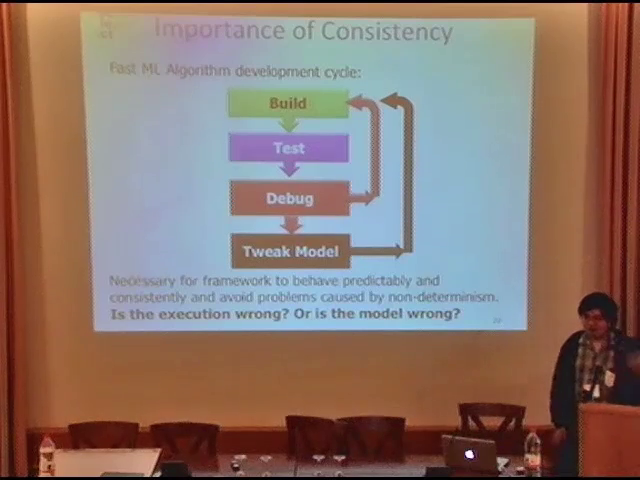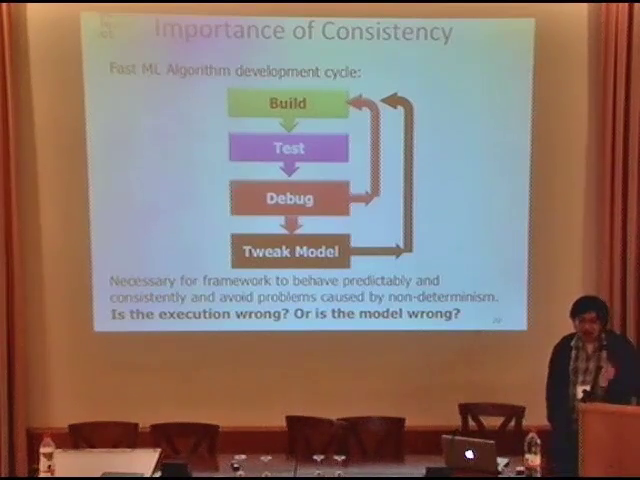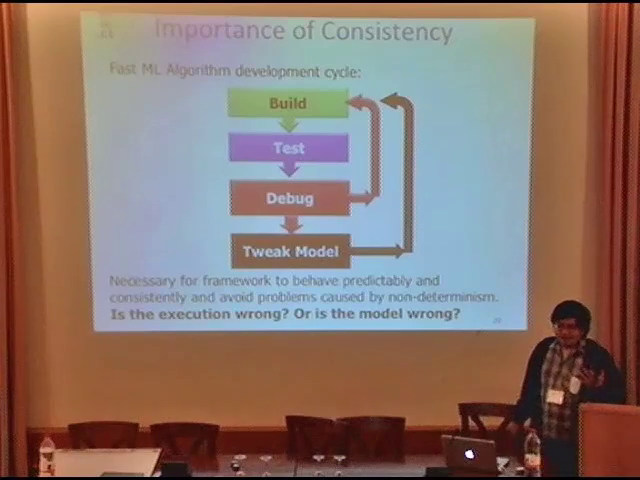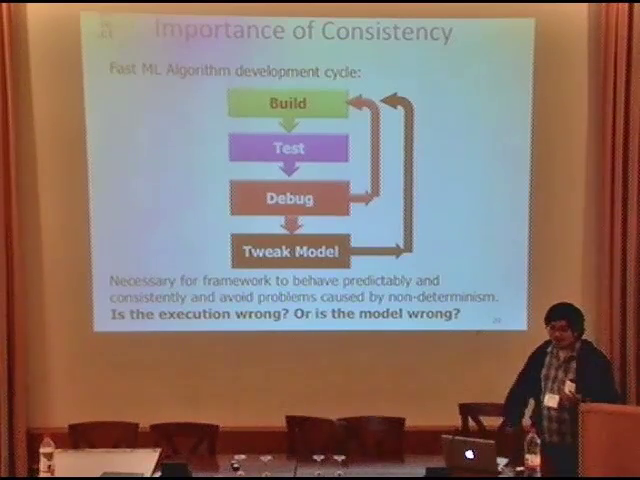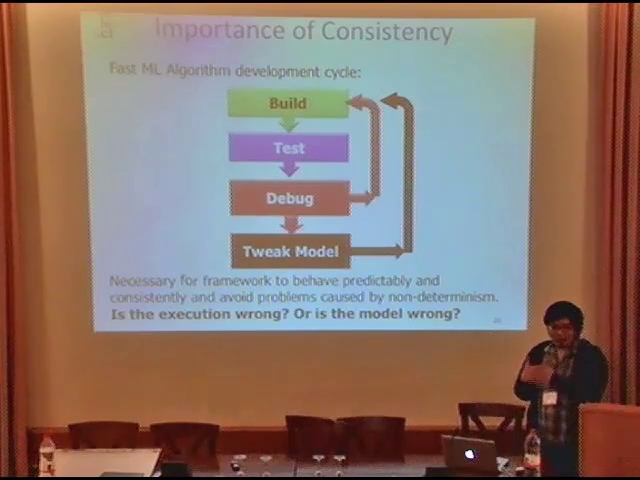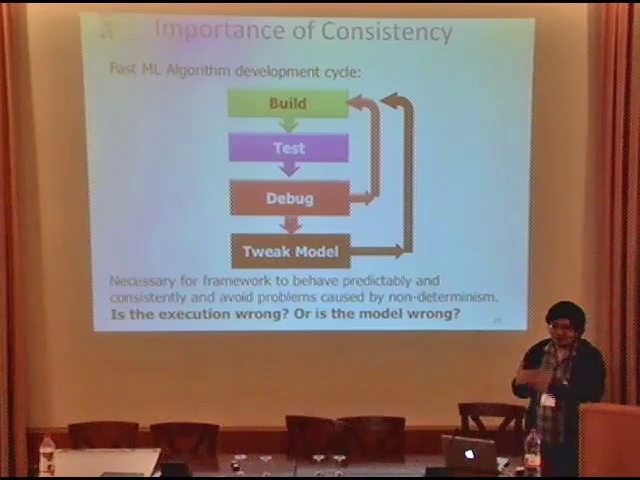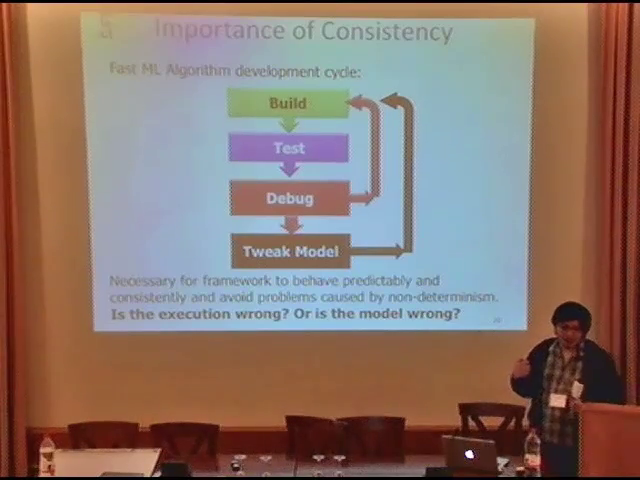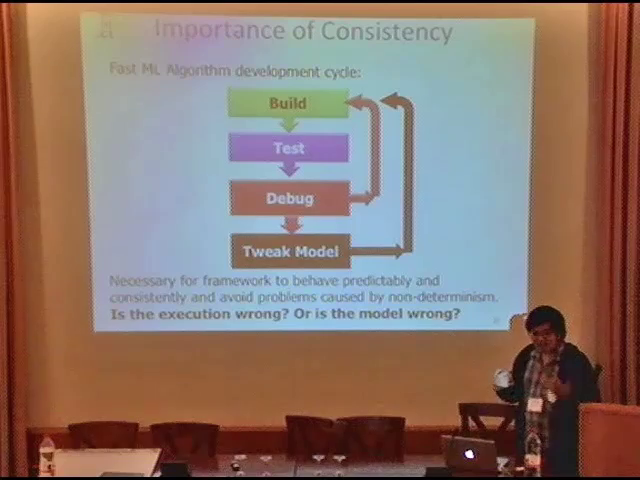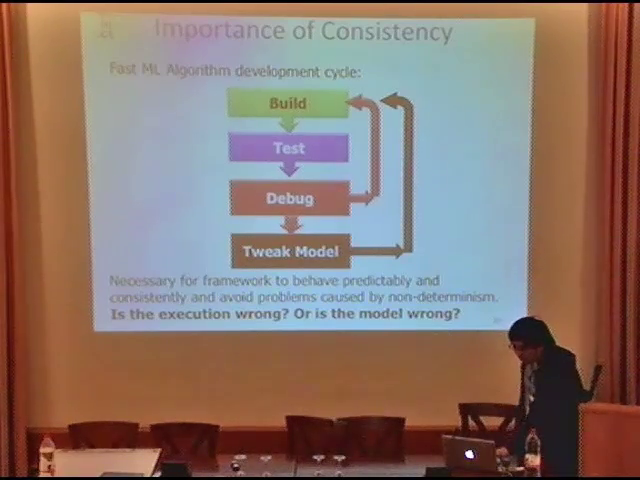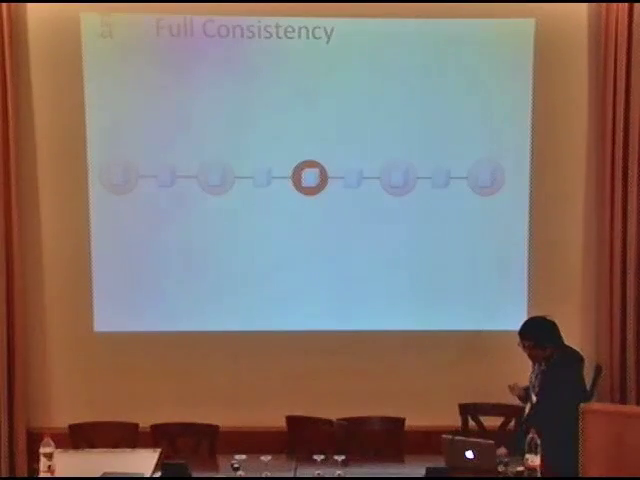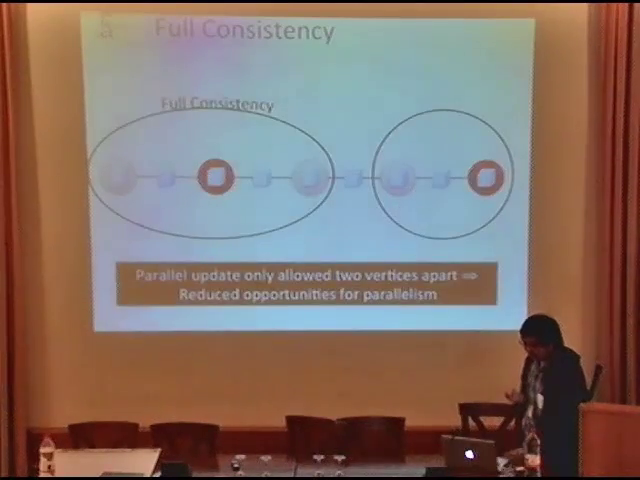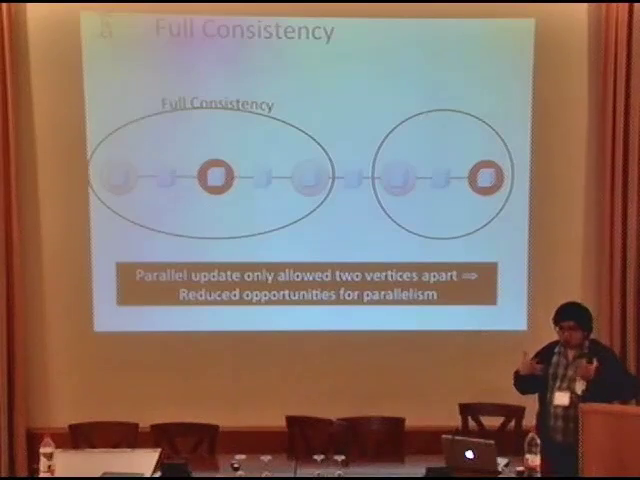Of course, we do find empirically that there are many algorithms which behave fine if you let them run inconsistently. But when you are developing a model, you may not want to try that. You may actually want to run it consistently, have it work, evaluate it, and then evaluate it when running inconsistently. Maybe it works, maybe it won't. So we have 3 modes of consistency. The first is full consistency, which is guaranteed safe for all update functions, and the way we do it is by guaranteeing that no scopes overlap.